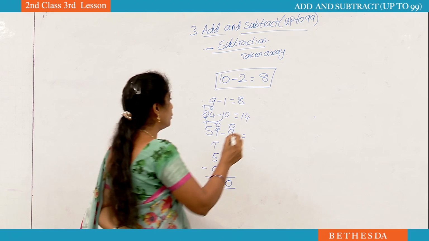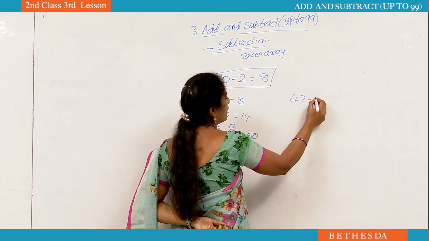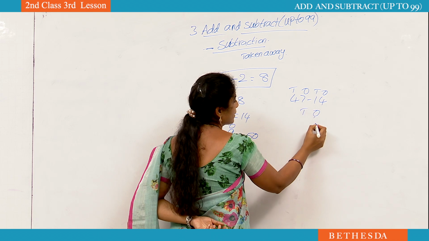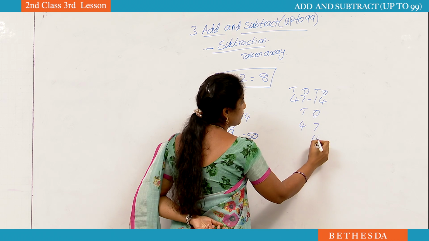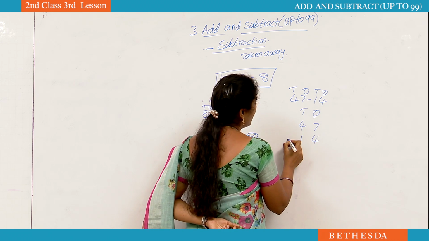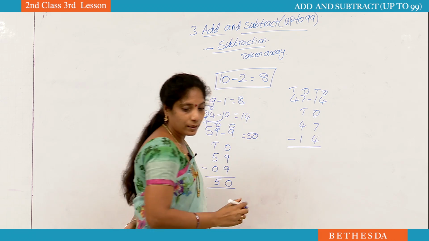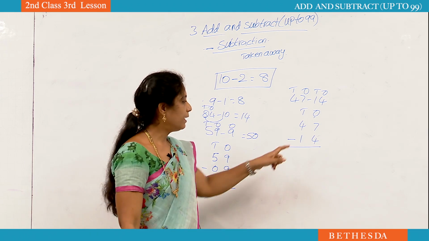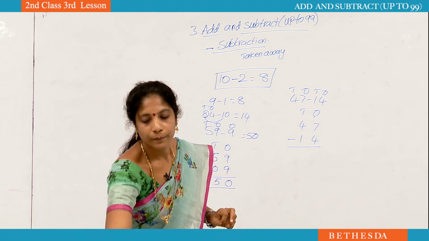Now I am going to do another sum. See here, answer is 50. Now 47 minus 14. How to arrange those numbers? Ones, tens. Ones place number is 7, tens place number is 4. Second number, ones place number is 4, tens place number is 1. We have to do subtraction. 7 minus 4. Subtraction means we have to take up number, close down number. Take 7, close 4. 1, 2, 3, 4.